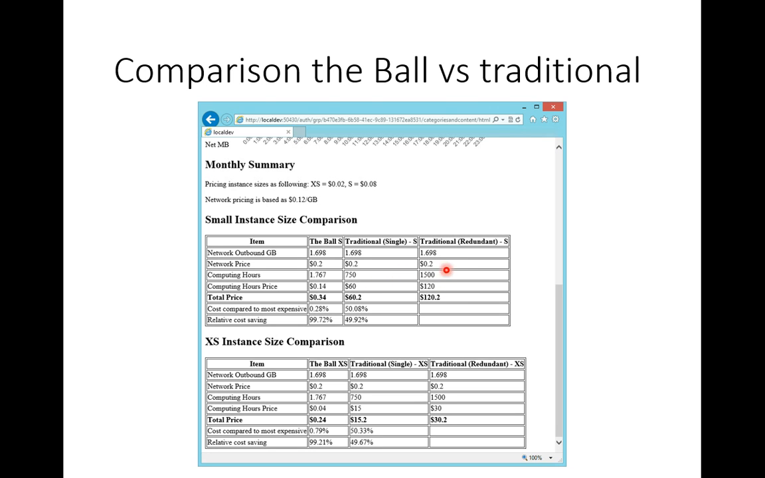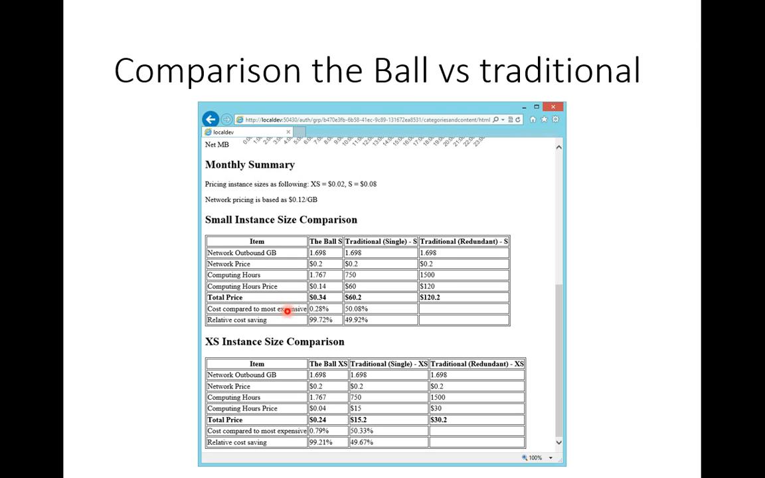A traditional redundant small but double instance would be 1500 computing hours. So the computing hours price in the ball, because it's calculating only the used cycles for this group, is 14 cents, whereas it's $60 and $120 respectively on the other traditional ones, where you pay for the reserved capacity.